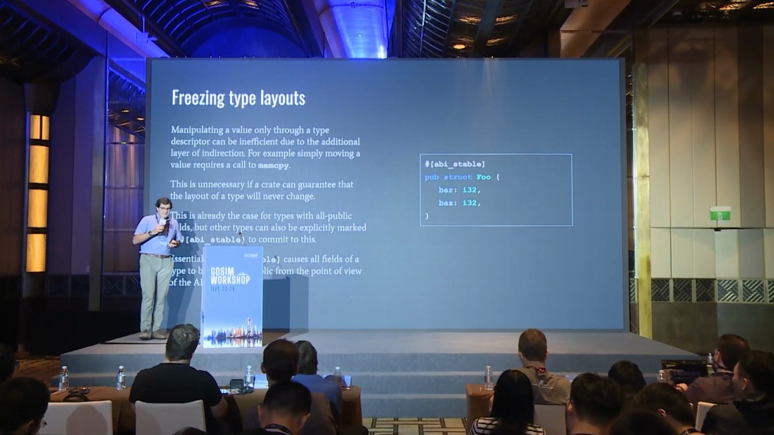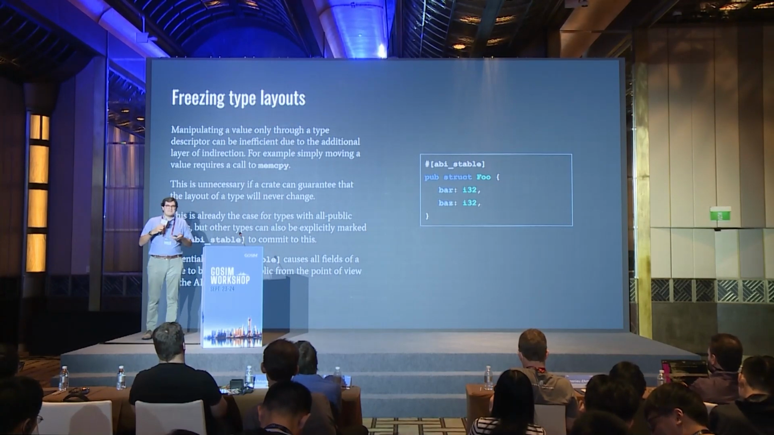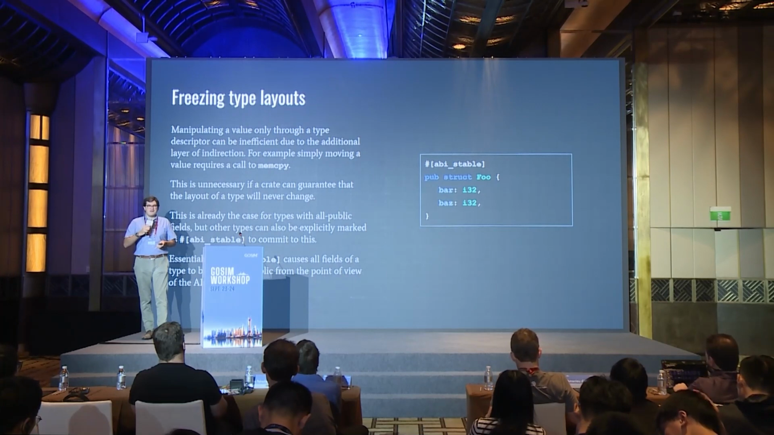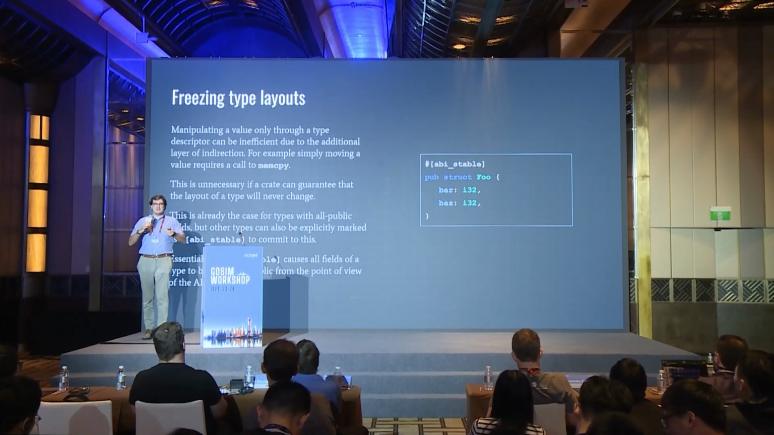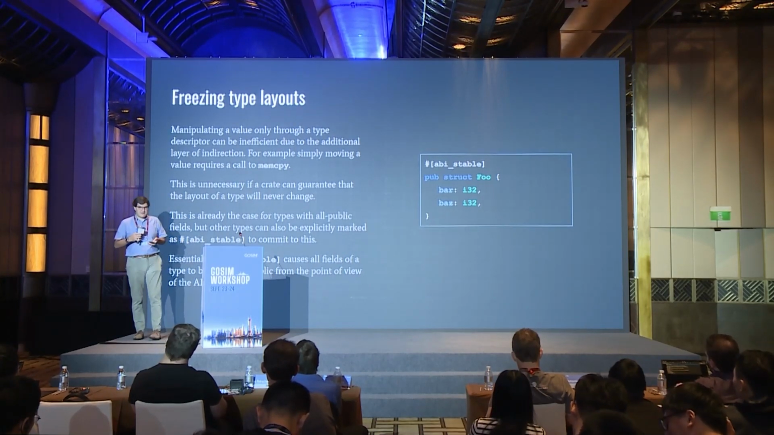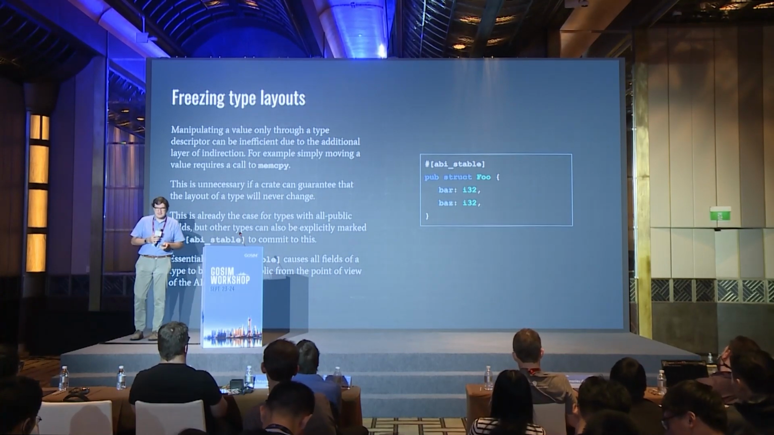Like it's already the case for all public fields, we provide the ABI stable attribute as a way for crates to opt in to guaranteeing that the layout of the type will never change. It effectively works by, at the ABI level, treating all fields as public.